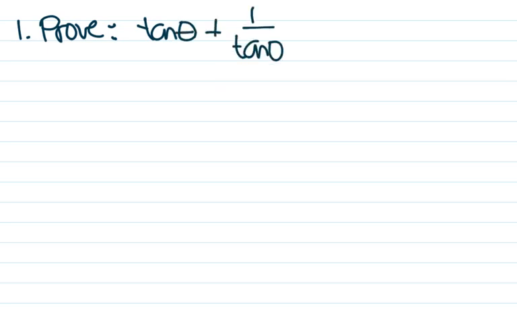So, example 1. Prove that tan theta plus 1 over tan theta equals 1 over sine theta cos theta. Okay, so I'm going to tell you right now, as soon as you see tan, you want to use the quotient identity to replace it so that you only have sine and cos in your statement. It's easier to work with when you just have sine and cos. So I'm going to start by getting rid of tan.